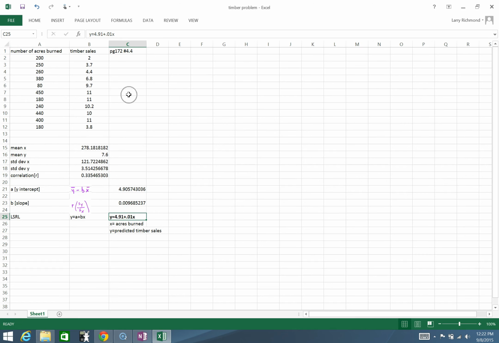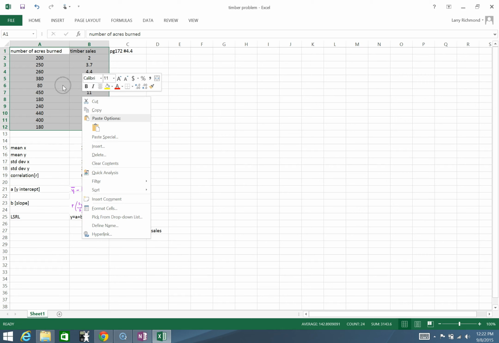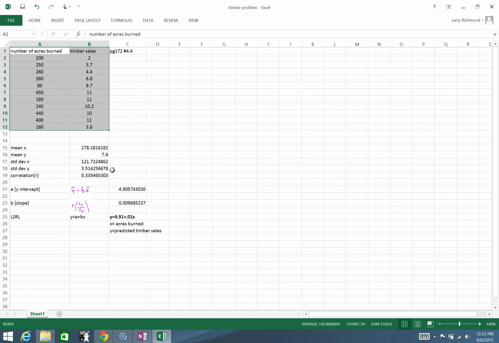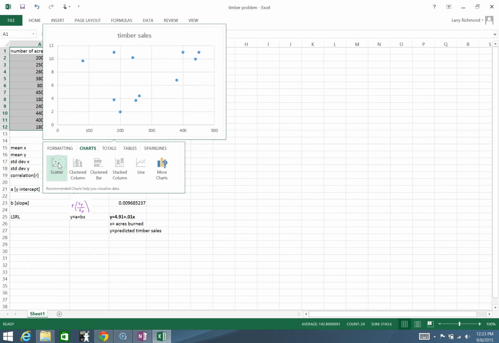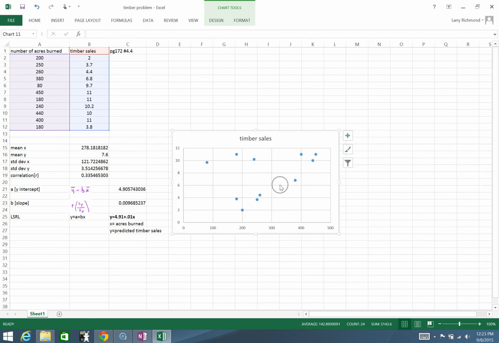I'm going to graph this data and we'll take a look at it. To graph it, we simply highlight the data, including our labels. You can right click and select Quick Analysis. If you don't have this, you can go to Insert and then find where it calls for a particular type of chart. After Quick Analysis, select Charts, and then underneath Charts, select Scatter. And here's our scatter plot.